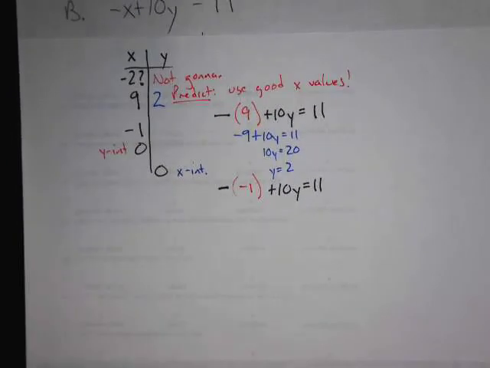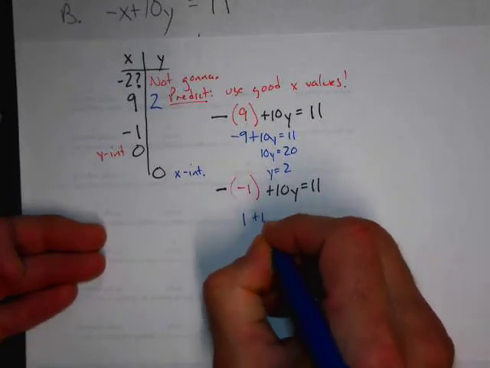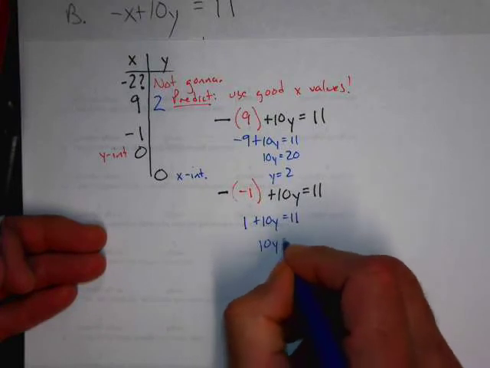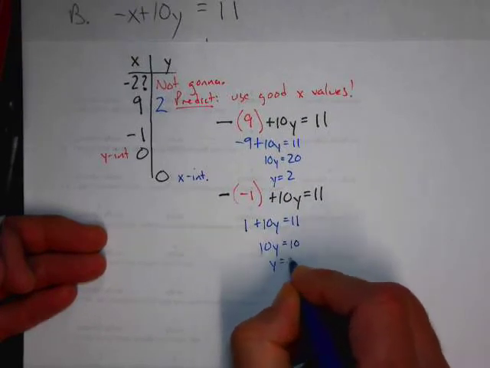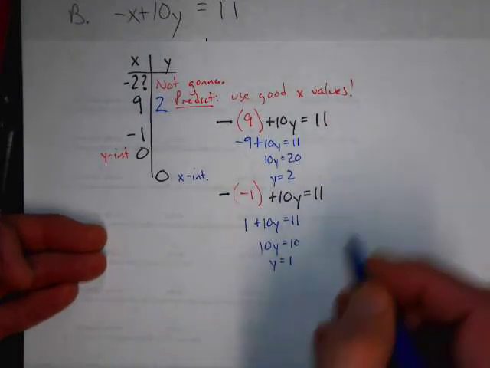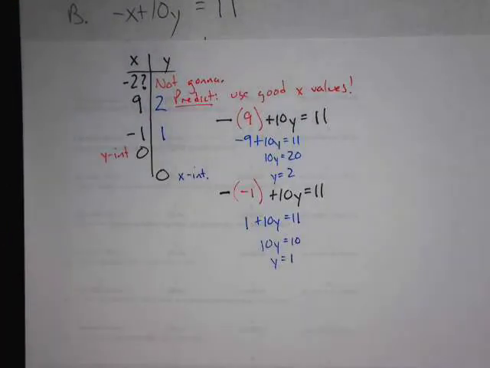So now we're going to simplify that. Guess what negative 1 is? Positive 1, right? So positive 1 plus 10y equals 11. Subtract 1 on both sides, right? And look how pretty that works out. Ta-da! So that's kind of neat, I think. So if x is negative 1, y is 1. That's useful. Yes? Yes. All right, so now on to the intercepts.